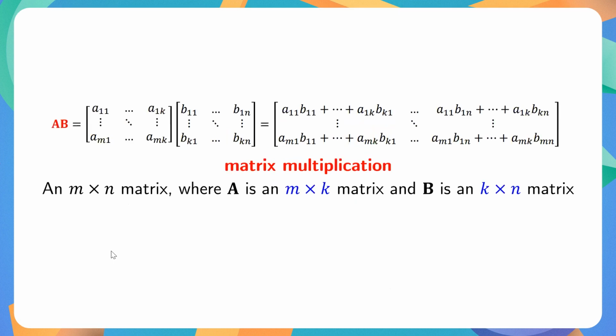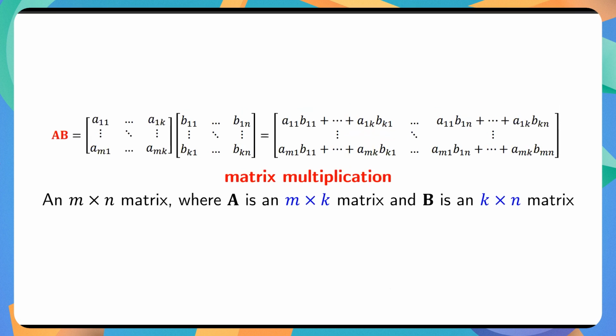Next is matrix multiplication, wherein the result is an m by n matrix, where A is an m by k matrix and B is a k by n matrix. Before we proceed with how matrix multiplication works with an example, a very important thing to note is that when you are doing matrix multiplication, the number of columns of one matrix is equal to the number of rows in the other matrix. They must be equal for matrix multiplication to work.